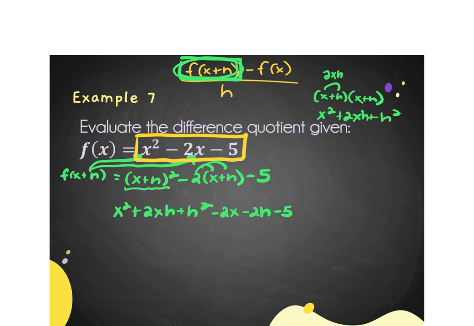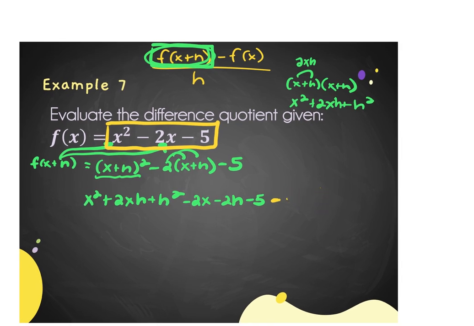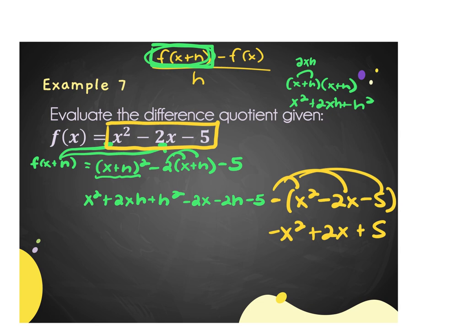Now, don't do this next step because I'm going to show you an alternative. One option is to take that f of x and put it behind it. So x squared minus 2x minus 5. And then I would have to distribute my signs. So I would be subtracting x squared, adding 2x plus 5. And I would have to rewrite this and combine my like terms. That's one option.